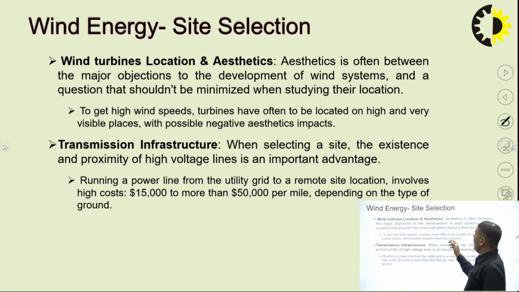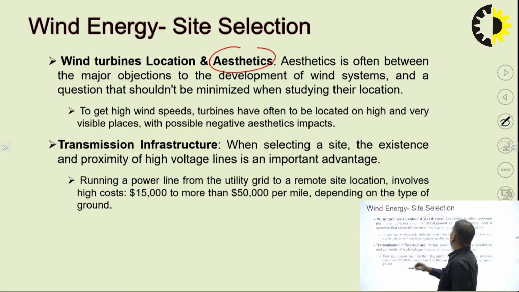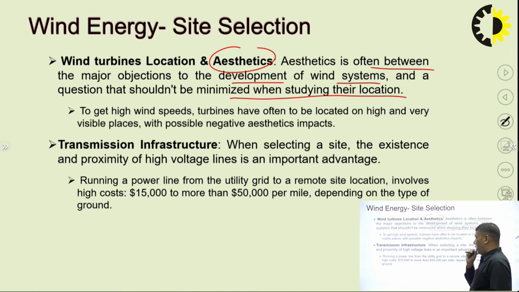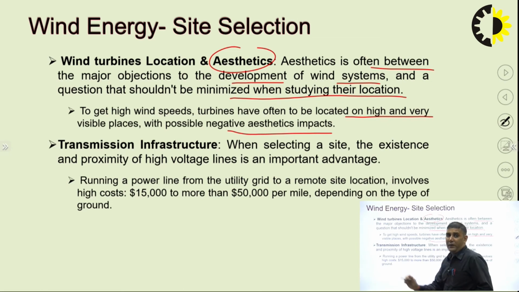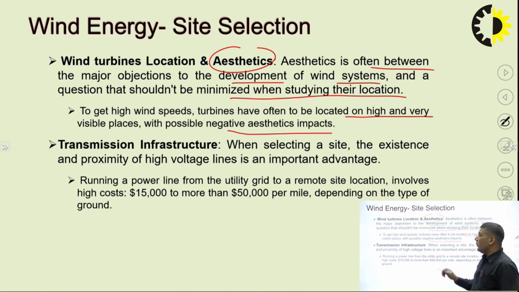Then we have turbine location and aesthetics. Aesthetics is often among the major objections to the development of wind energy systems and a question that shouldn't be minimized when studying their location. To get high wind speed, turbines often have to be located in high and very visible places with possible negative aesthetic impact.